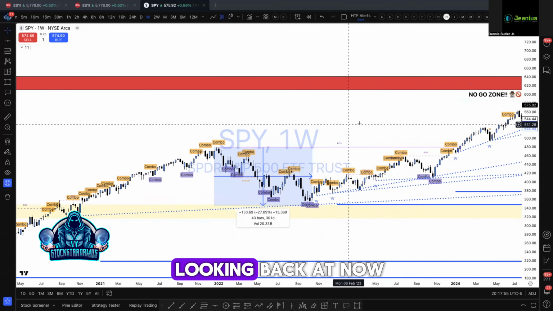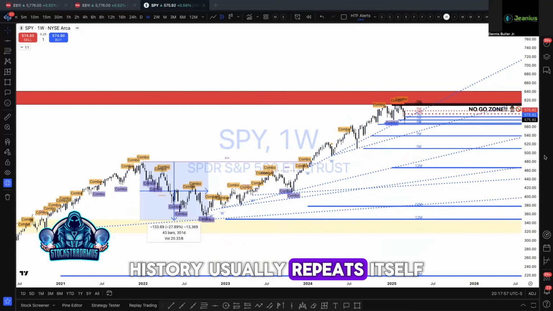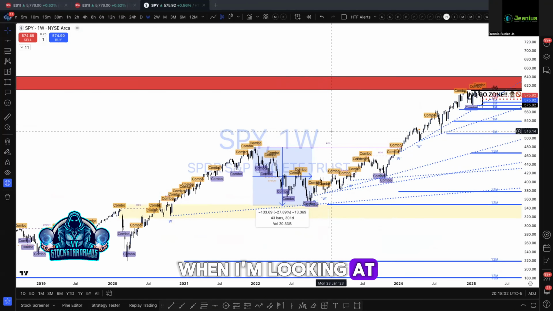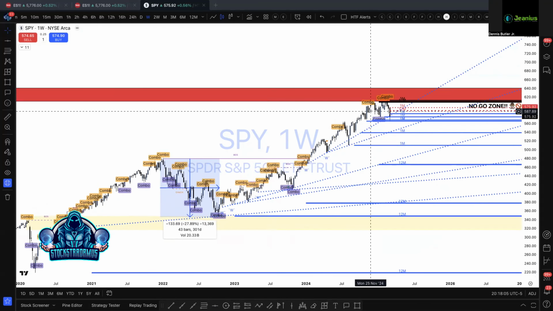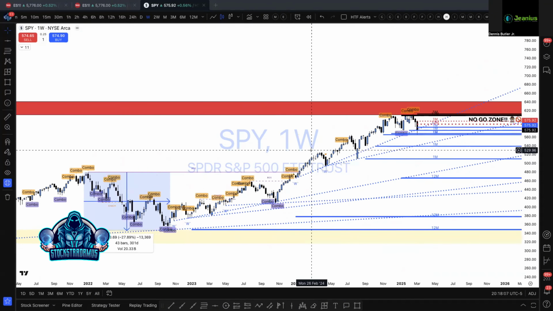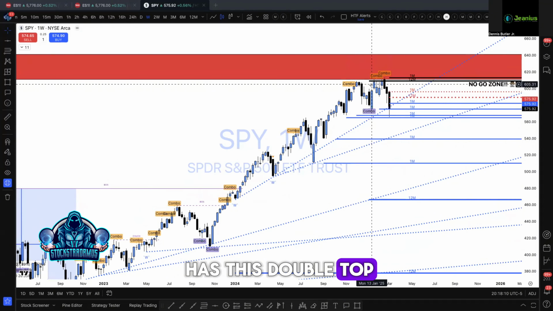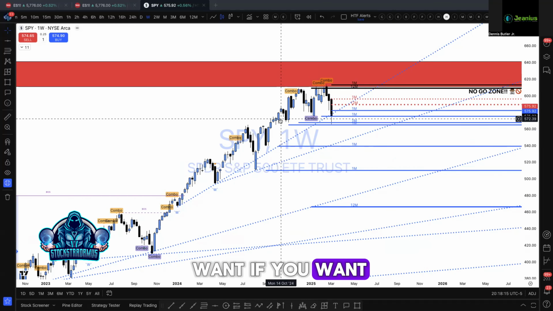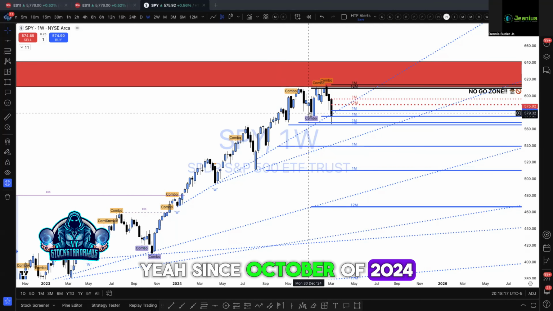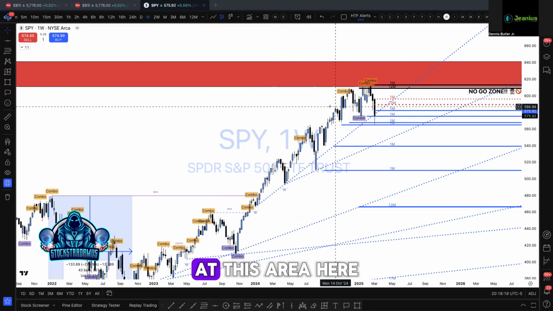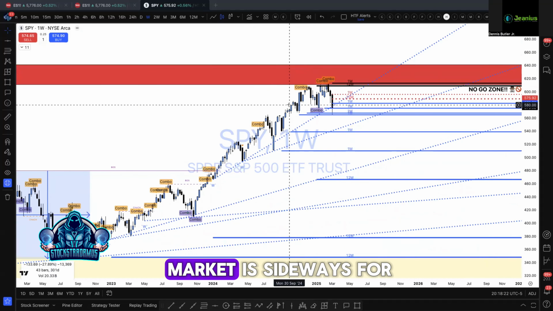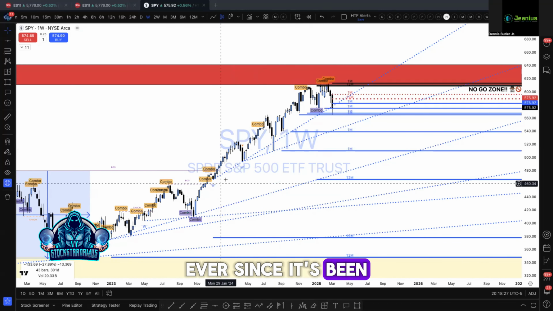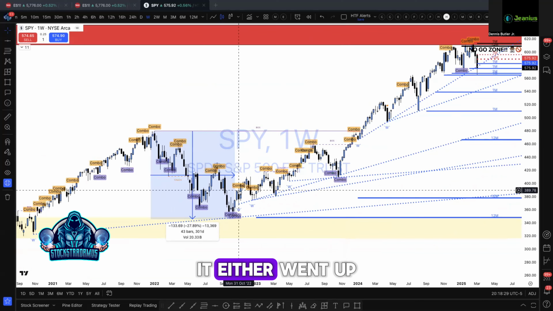For one, if I'm looking back at, now history usually repeats itself, but it's not going to be picture perfect. For one, when I'm looking at the level that we're at now, I see that it has this double top. The market has been struggling at this point since October, or if you want to push it back, since October of 2024, the market has been pretty much sideways at this area here. Meaning that if the market is sideways for this long, the market ain't been sideways for this long ever since it's been moving up. It either went up or it went down.